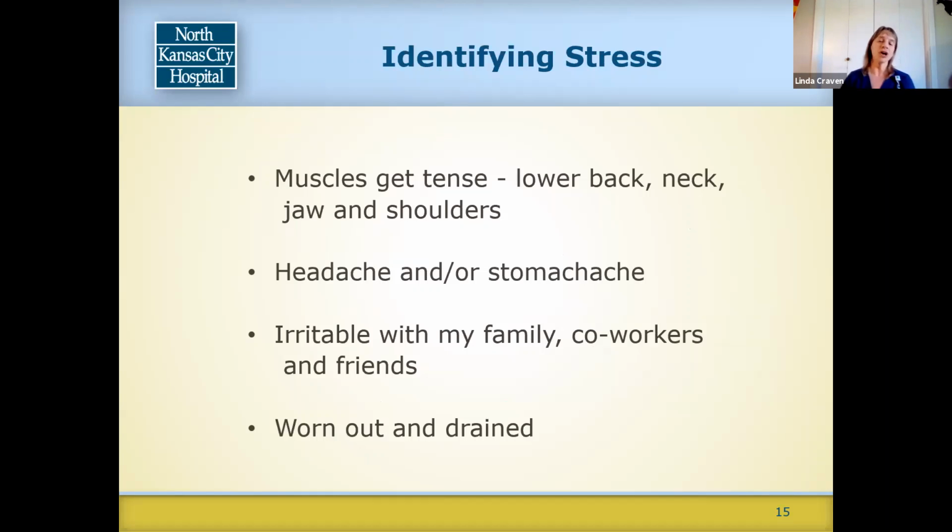So now I'm going to just talk briefly about identifying stress. How do we know if we're stressed? I know pretty well because I get real excited and my muscles get tense, and I can just tell when I get really nervous. So our muscles do get tense. Often it's in the lower back, the neck, the jaws, and the shoulders. Sometimes you can also see it in people's faces as well. You may get a headache or a stomach ache. You may be irritable with your family, coworkers, and friends, and you may just feel worn out and drained. Those can be all symptoms that you're having some stress.